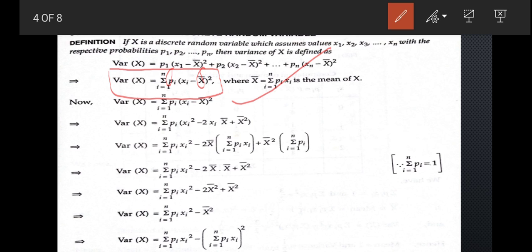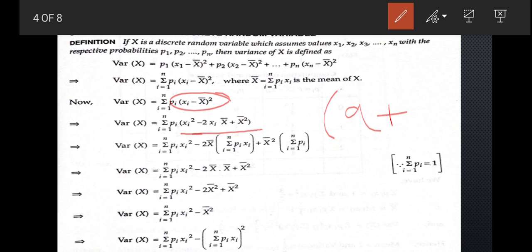So afterwards, if we solve this equation, then we will get (xi minus mean, that is x bar) whole square. This is just the formula of (a plus b) whole square. So we will expand this with the help of this formula, and then we will get xi square minus 2 xi x bar plus x bar whole square.